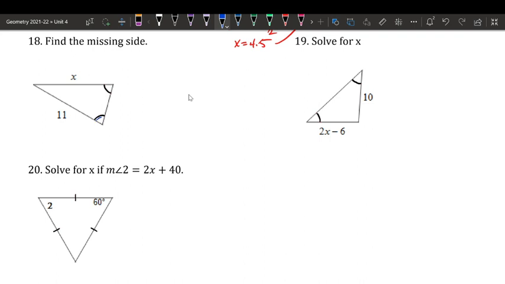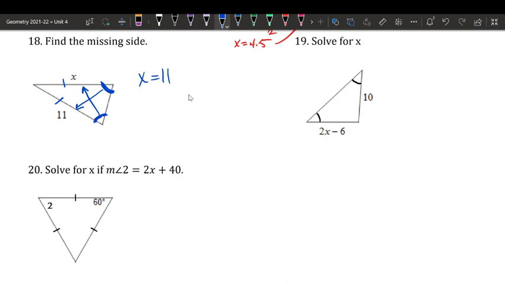I see that this angle has one line, and this angle has one line, so that means these two angles are the same. And if I have base angles congruent, which is what these are because two of them are congruent, that makes these the base angles, and that means the sides opposite of those angles are also congruent. So this side is going to be congruent to this side. That's what that tells me. So that tells me that x equals 11.